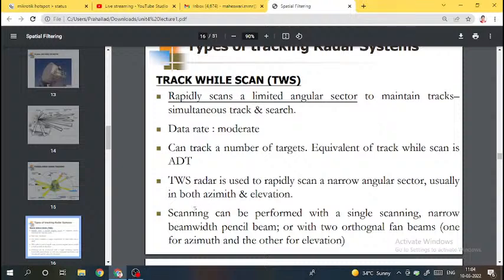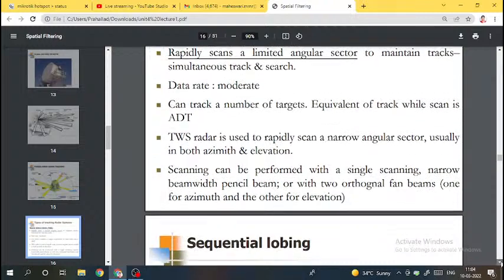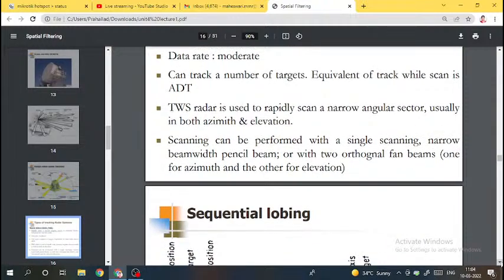So this track while scan radar is used to rapidly scan a narrow angular sector, usually both in azimuth and elevation, and the scanning can be performed with a single scanning narrow pencil beam or with two orthogonal fan beams, right? This is just to give you an introduction of the different types of tracking radars. In this unit we will be concentrating more on how we find the angle error.